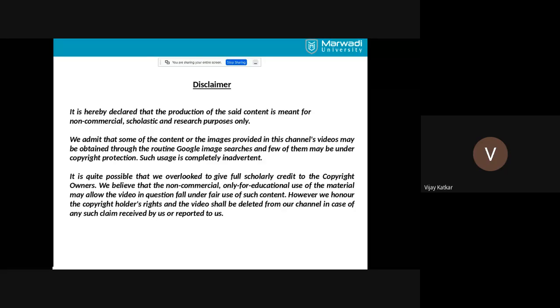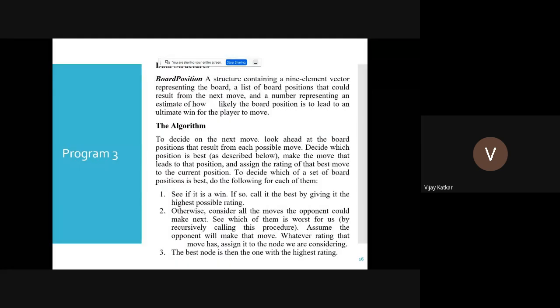So students, in the previous session we were discussing some AI strategies: the different levels of AI, and some ways of implementing a tic-tac-toe game using AI, where a computer can play tic-tac-toe on its own. Two programs we already discussed.